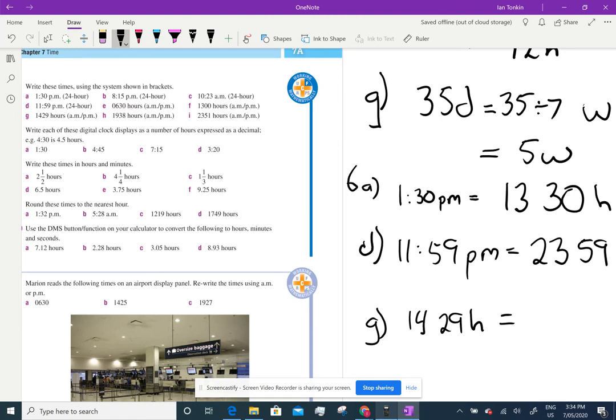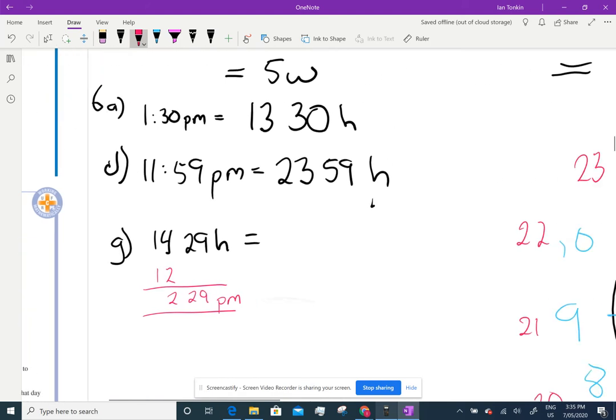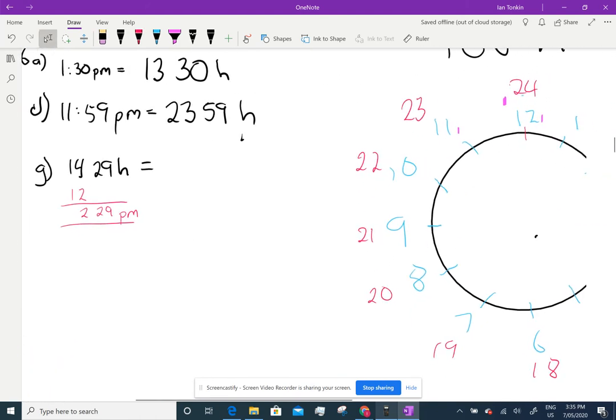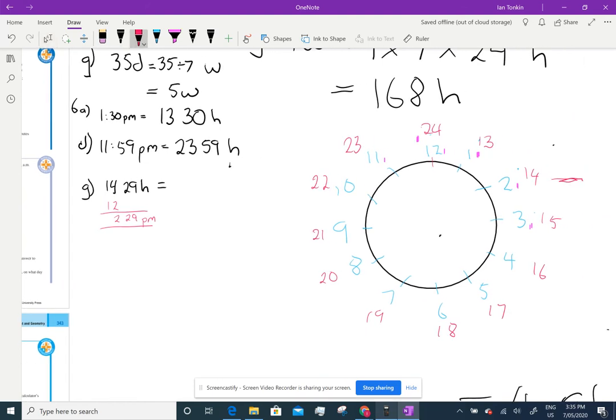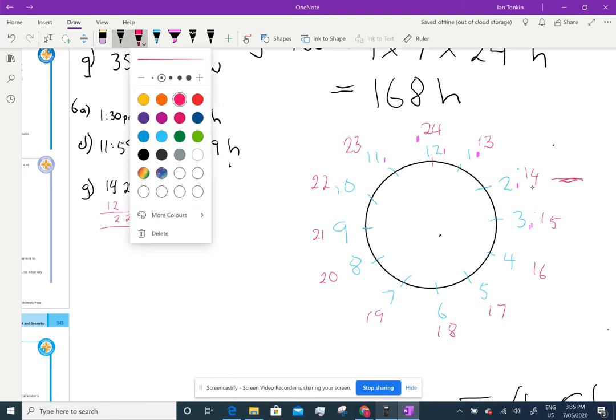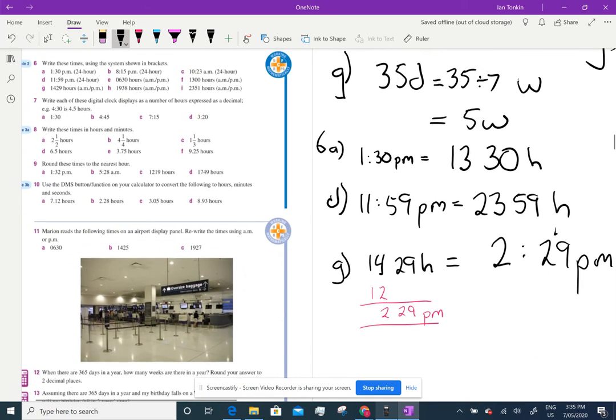1429 hours. Now, some people just say, well, that's gone into the PM and just subtract 12. And that's a pretty smart way to do it. So you subtract 12 and you get 2:29 PM. Or you can look over here and go, okay, well, 14 is here. So 14 is 2 and 29 minutes. So that's 2:29 PM. And this is pretty hard. You've got to be quite good with both an analog and a digital clock.